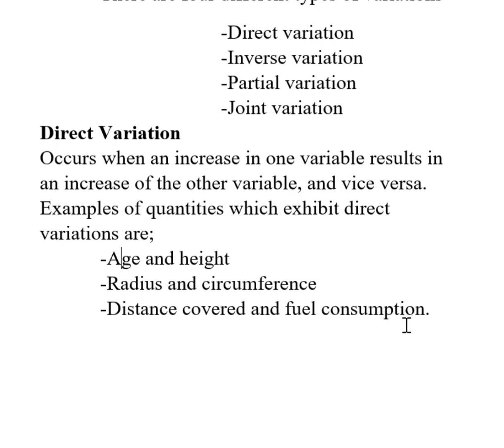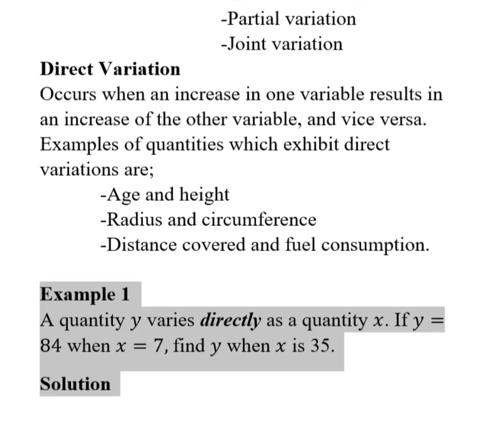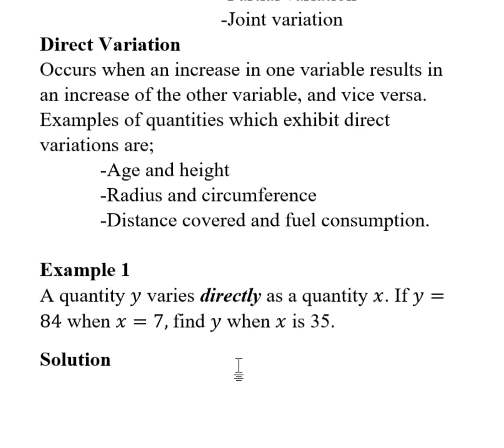Now, we have examples here to drive the point home. A quantity y varies directly as a quantity x. When we are dealing with a question involving direct variation, this word direct is likely to be seen somewhere in the question, as you can see, it's appearing here. So a quantity y varies directly as quantity x. If y is equal to 84 when x is equal to 7, find y when x is equal to 35.